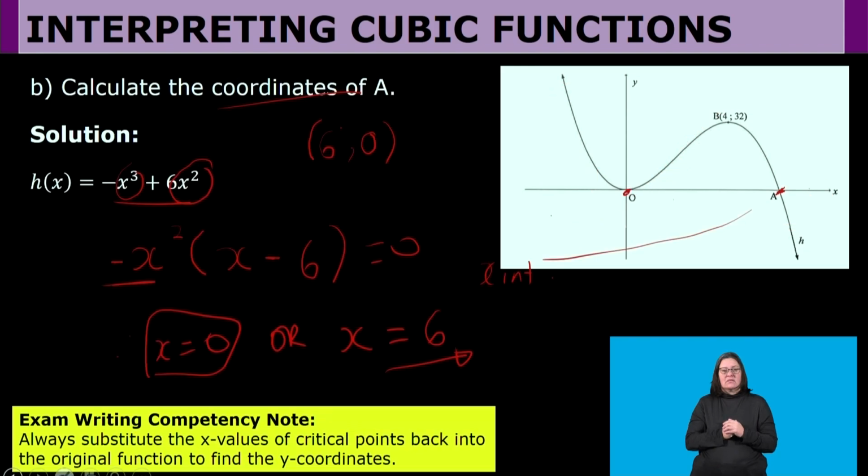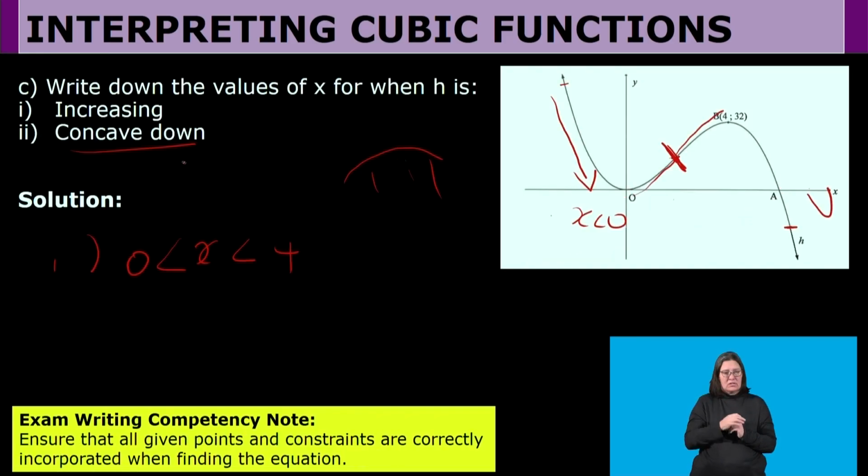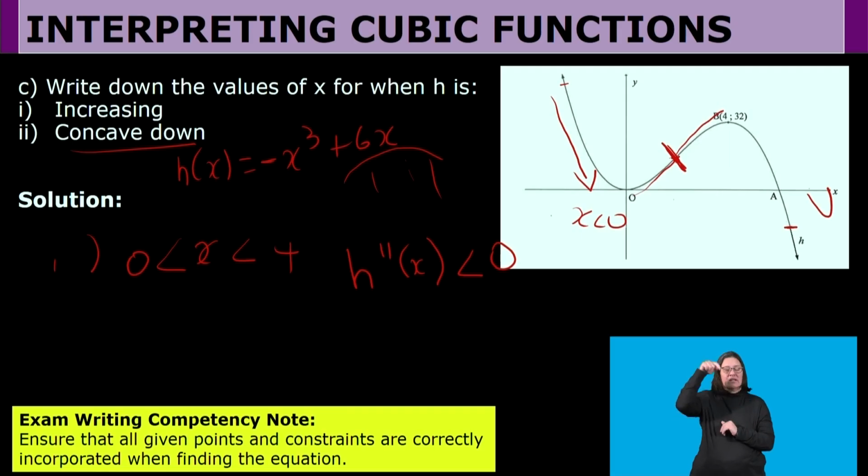Okay, so let's just go back to finding what was our equation again. So it's minus x cubed plus 6x squared. So it's where h of x, which is equal to minus x cubed plus 6x squared, it's where the second derivative is negative. That's where my graph will be concave down.